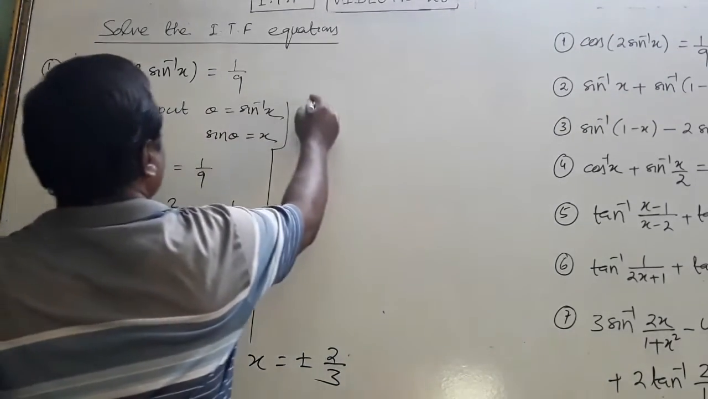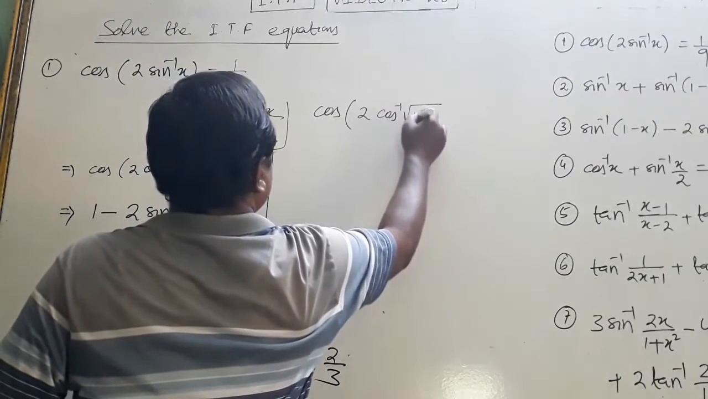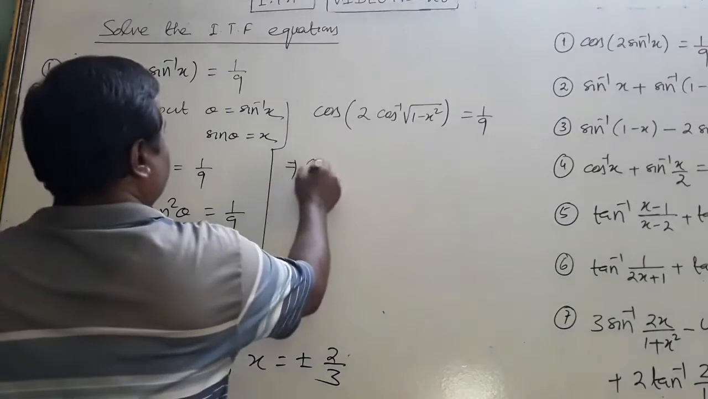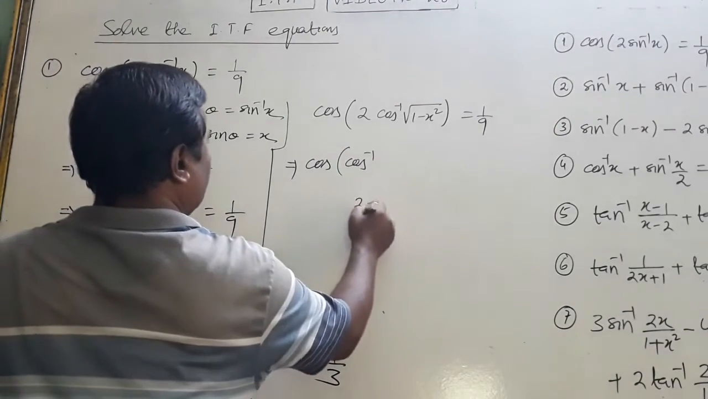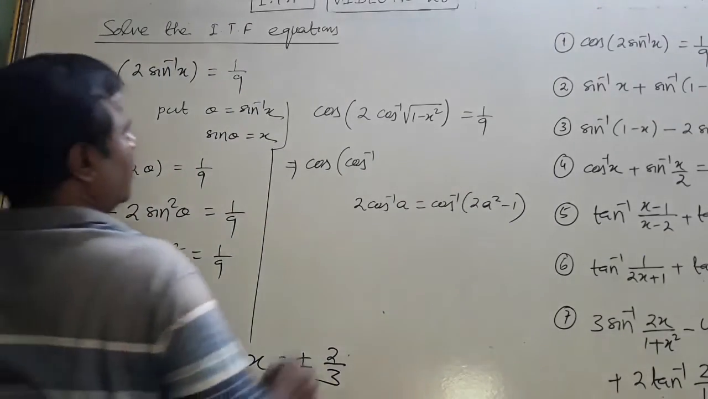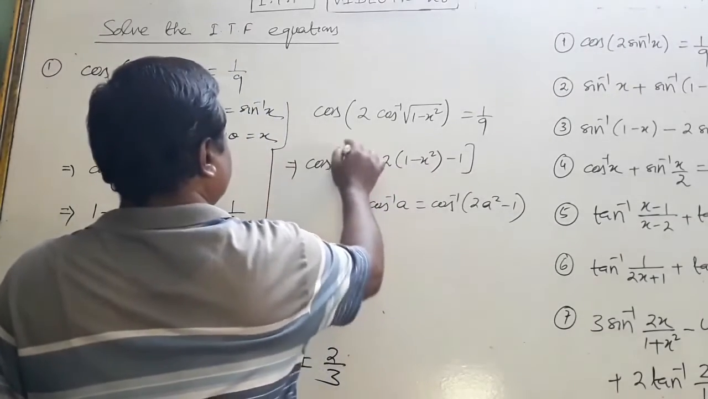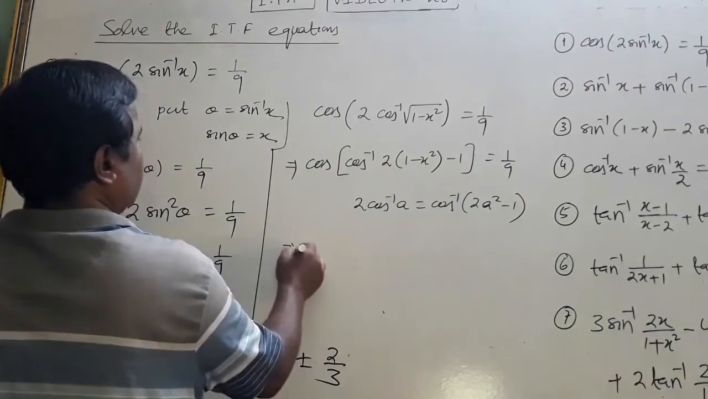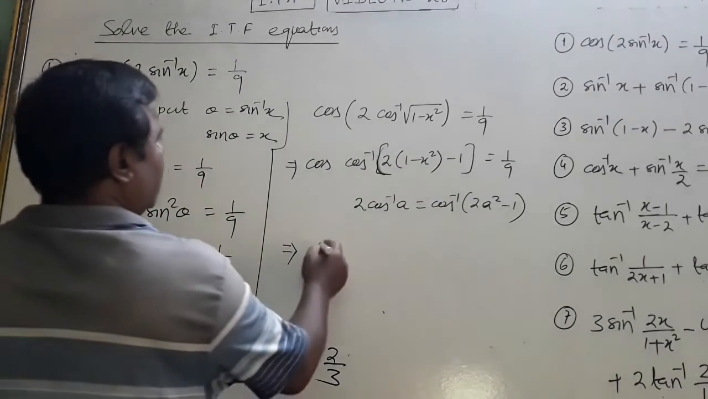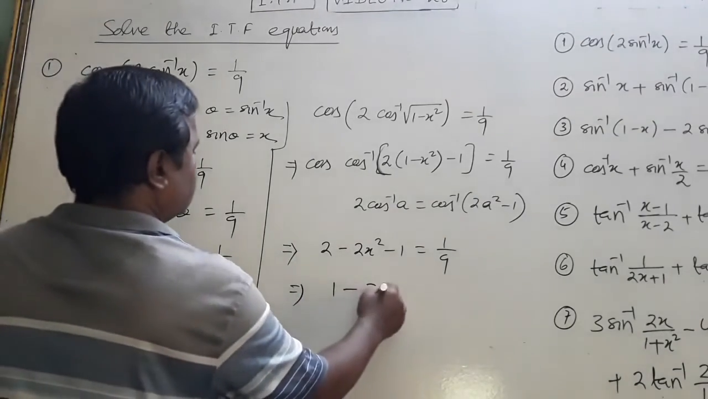Now for this another method, I am writing cos of 2 sin inverse x as 2 cos inverse square root of 1 minus x square is equal to 1 by 9. Then tell me, what is the formula of 2 cos inverse x? It is cos inverse, as the formula 2 cos inverse a is equal to cos inverse 2a square minus 1. 2a square means 2 times this square, 1 minus x square minus 1 is equal to 1 by 9. Cancel, it becomes 2 minus 2x square minus 1 by 9. So 1 minus 2x square is 1 by 9.